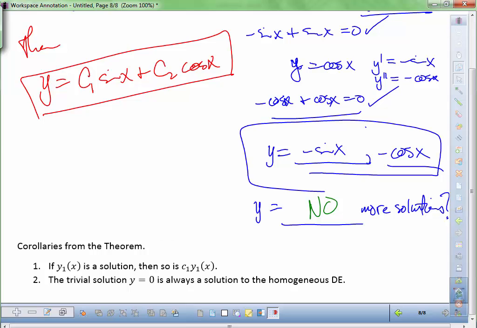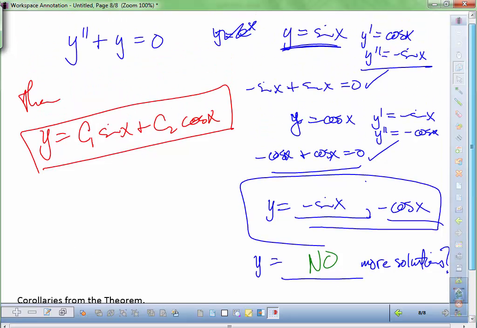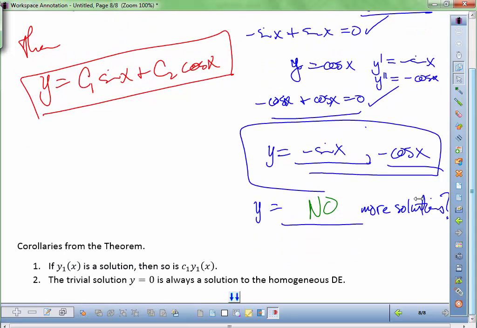Corollary. If y1 is a solution, then so is c1 times y1. Is that obvious? Because it's linear, and the c1 can go outside of that linear, and then it's equal to 0 anyways, because this is really a theorem for homogeneous differential equations. So, yes.